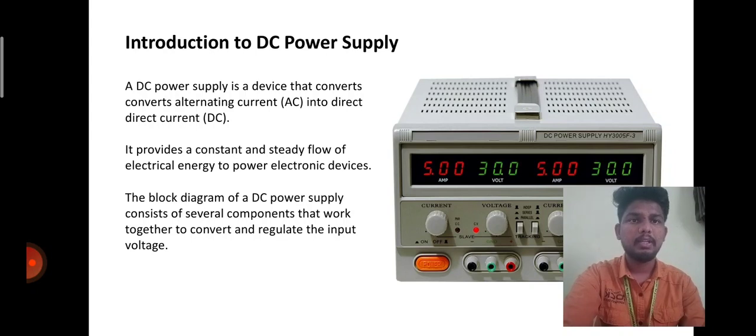A DC power supply is a device that converts alternating current AC into direct current DC. It provides a constant and steady flow of electrical energy to power electronic devices. The block diagram of a DC power supply consists of several components that work together to convert and regulate the input voltage.